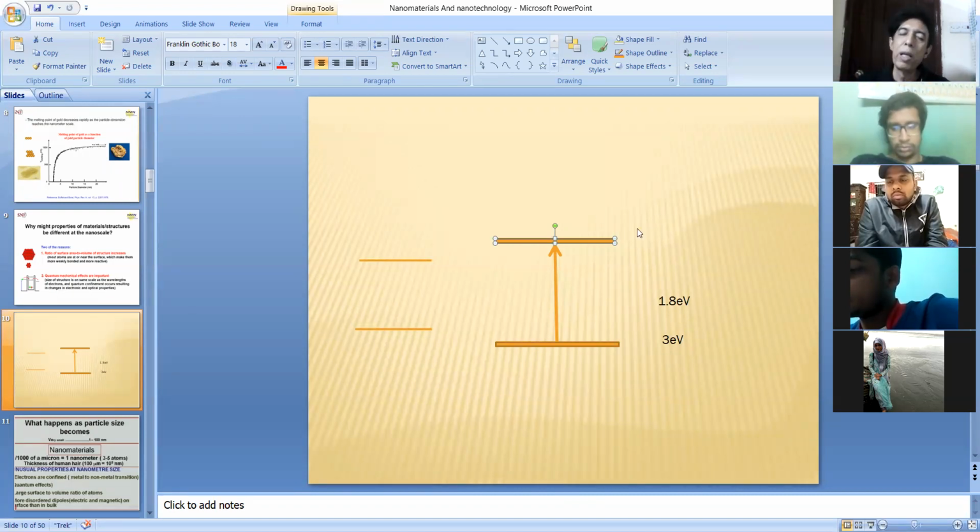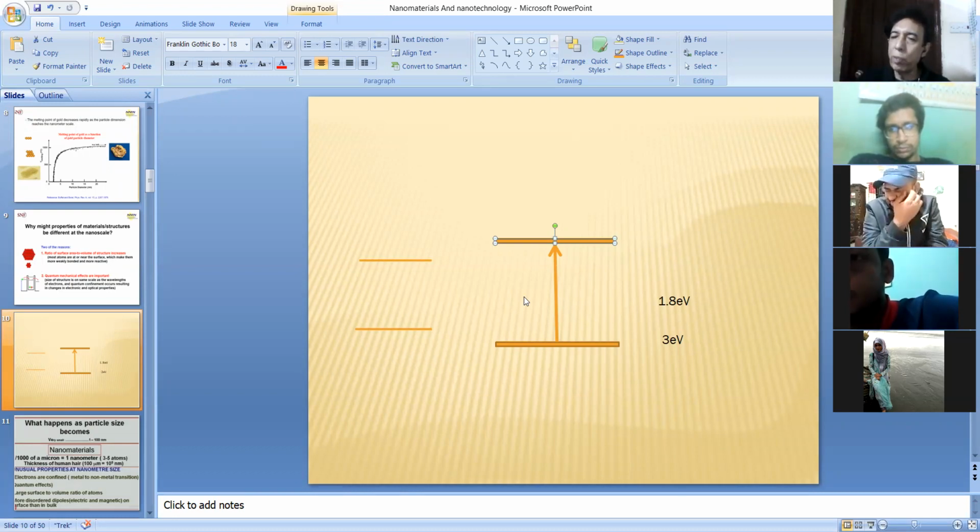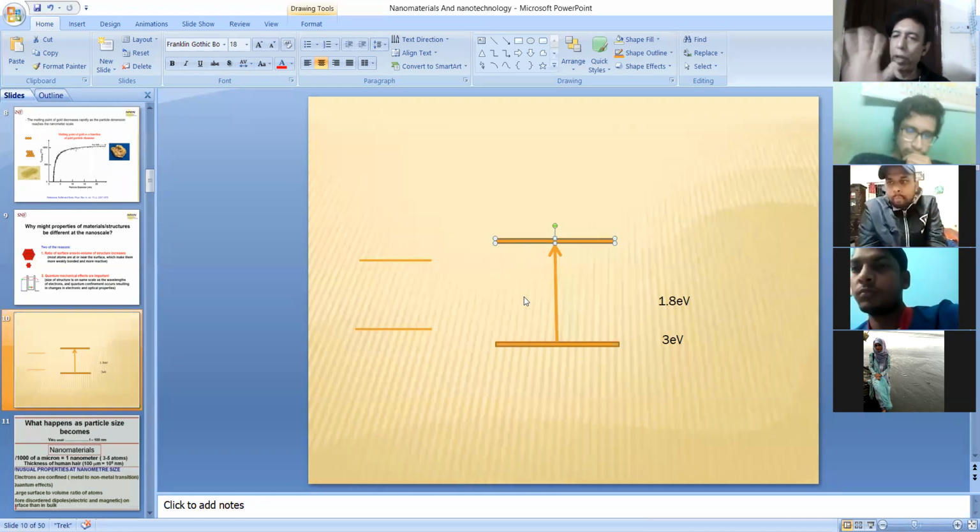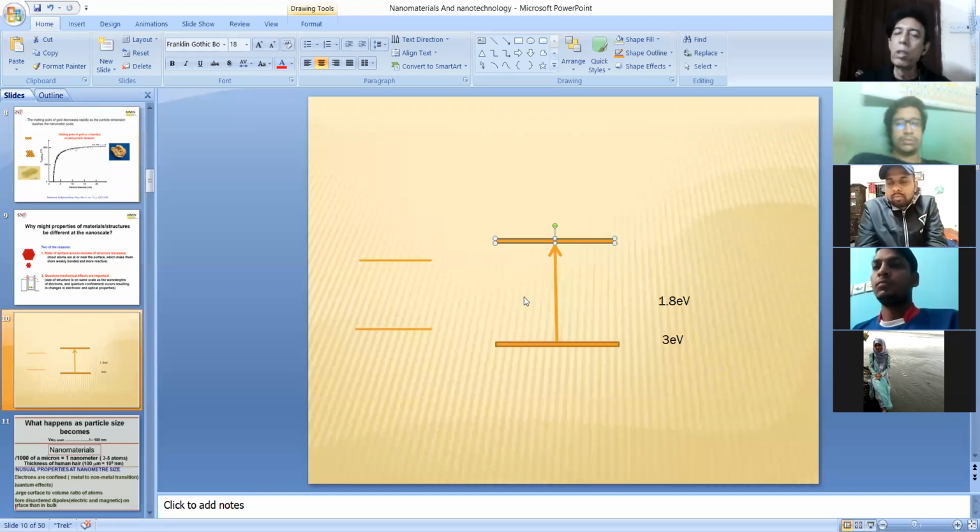Say, for example, light of the visible region in the bulk material will absorb 1.8 electron volts and go to the conduction band. When it comes from the conduction band to the valence band, it will radiate a wave of 1.8 electron volt energy, and you will see it as yellow, for example.